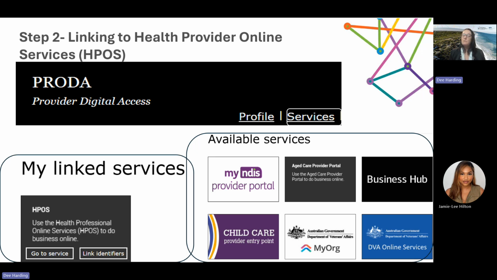service listed on there, because they will be already using HPOS. So they just need to find your relevant organization, and then follow the prompts once you've clicked on it, and it will actually step you through and tell you exactly what you need to respond to, and it will take you exactly where you need to go. But linking your identifier as an individual to your organization is the most important thing there.